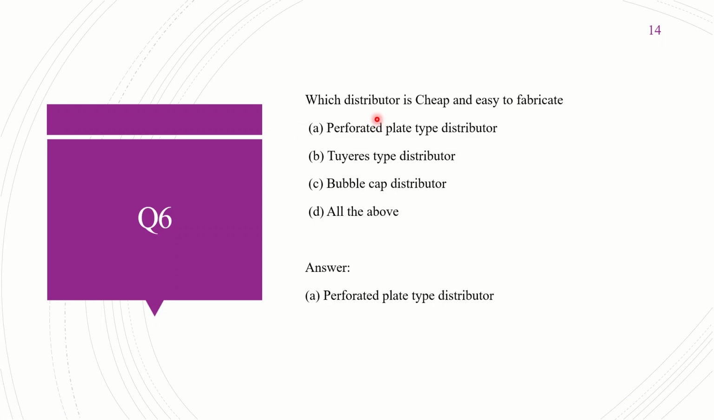A, that is, perforated plate distributor is cheap and easy to fabricate, because in the tuyere type distributor and bubble cap distributor, we need to make the setup. Like for example, in the tuyere type and all, it would be like this. On closer look, it would be looking like this. So we need to design them accordingly so that the design is the perfect one, and it does not leave out anything.